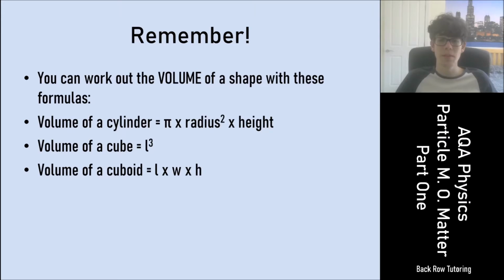You can work out the volume of a shape with these formulas. If it's a cylinder, it's pi times radius squared times the height. If it's a cube, it's the length cubed. And if it's a cuboid, it's, as I've just shown you, the length times the width times the height. I recommend learning these formulas for finding the volume of shapes, not only for your maths GCSE, but also for your physics GCSE, because if there's a question that regards density or volume, you need to know this in the exam, obviously.